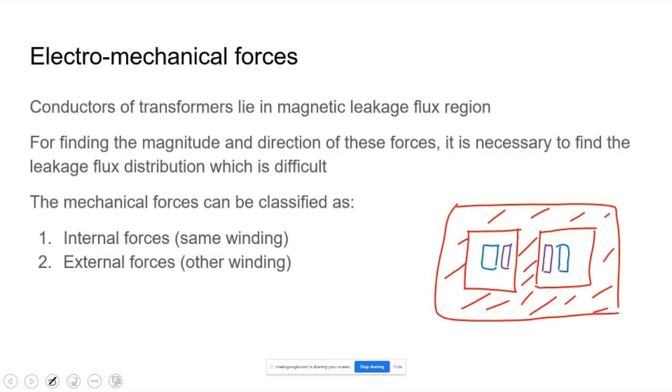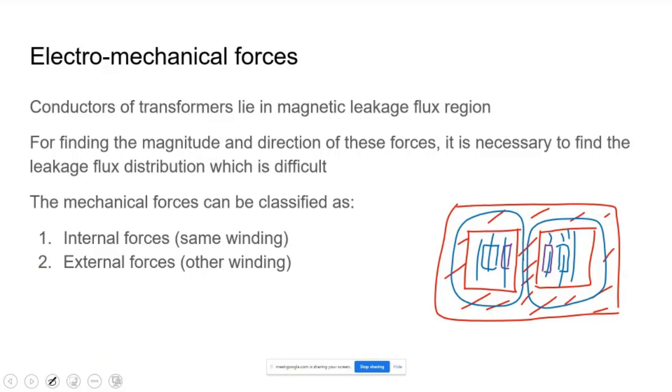Leakage flux, the main flux flows like this actually, or like this. So this is the main flux. But leakage flux basically flows like this. We have seen and drawn the circuit, etc. also. So this is the leakage flux region.